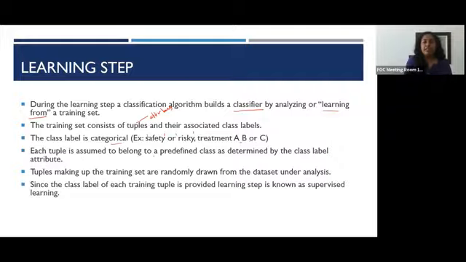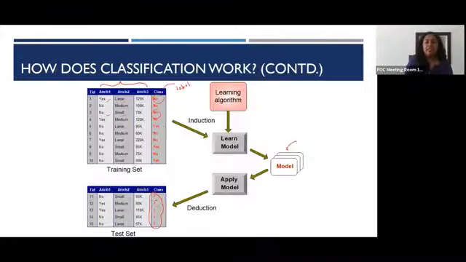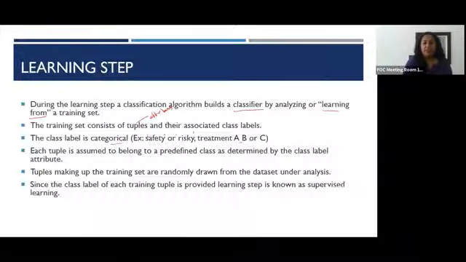Each tuple belongs to a predefined class as determined by the class label attribute. So it has a predefined class, and it can't be something other than, let's say, yes and no. It is predefined, right? It should be one of these classes. The tuples that make up the training set are randomly drawn from the data set under analysis.